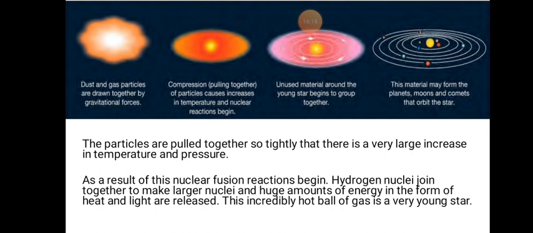Now the theory says that the material which is inside the sun comes out, and the rest of the material forms the planets, moons, and comets, and finally they orbit the star. So this is the theory which you need to remember.